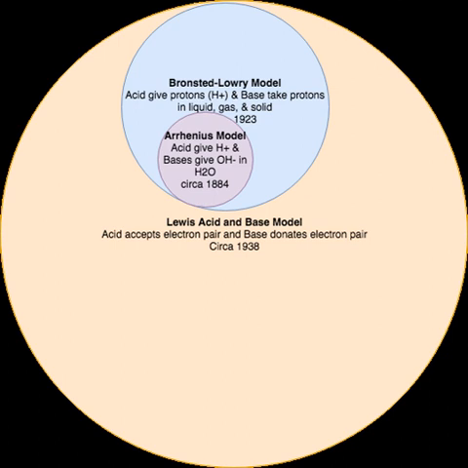For example, boron trifluoride, BF3, is a typical Lewis acid. It can accept a pair of electrons as it has a vacancy in its octet. The fluoride ion has a full octet and can donate a pair of electrons. Thus, BF3 plus F minus gives BF4 minus, a typical Lewis acid, Lewis base reaction.